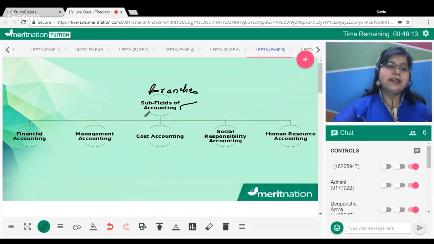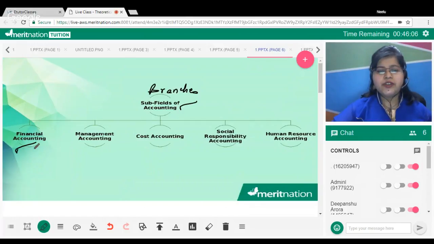Now, the first is financial accounting. This is the one that we are aiming at. In 11th and 12th also, the one which you studied was financial accounting. It deals with everything, that is, all transactions related to money in the organization are dealt with in the financial accounting branch.